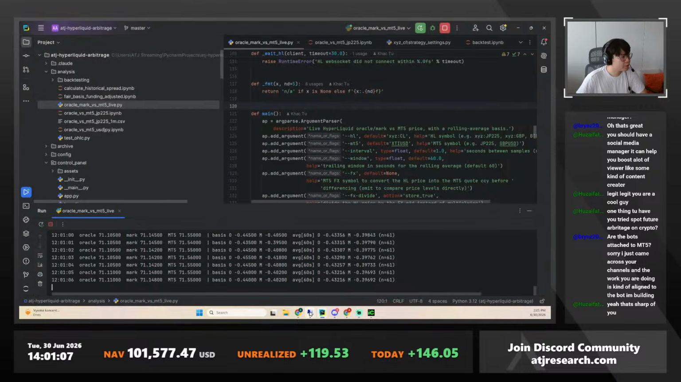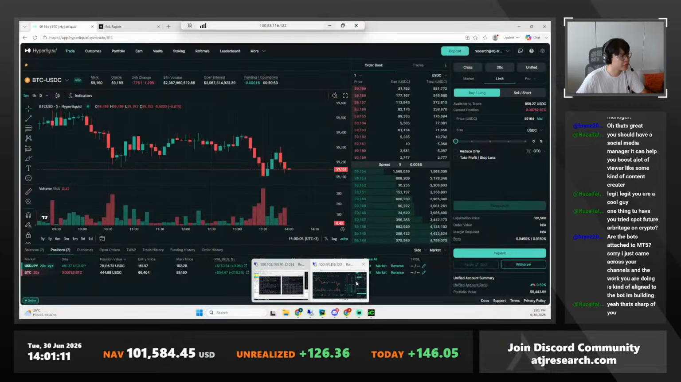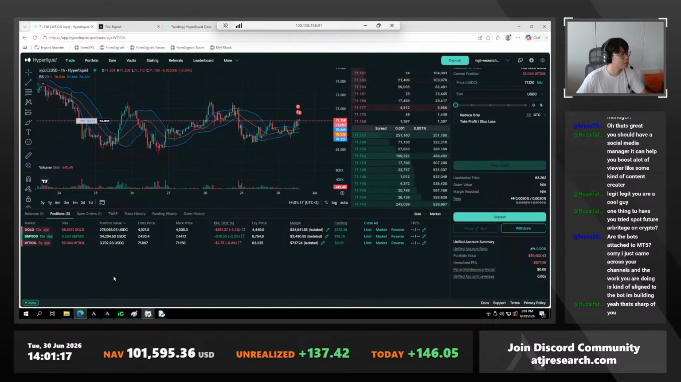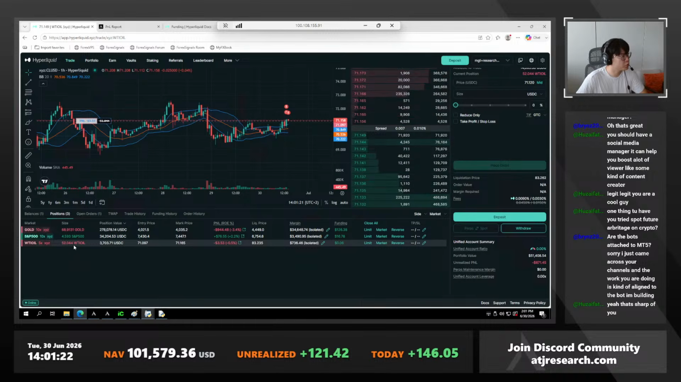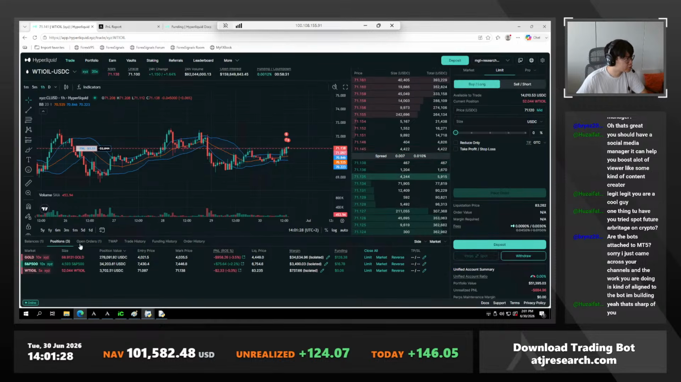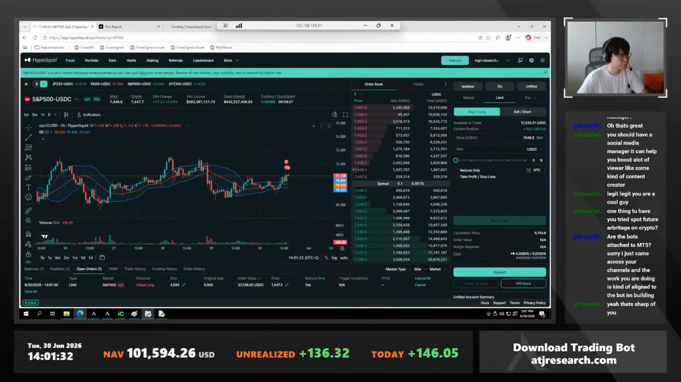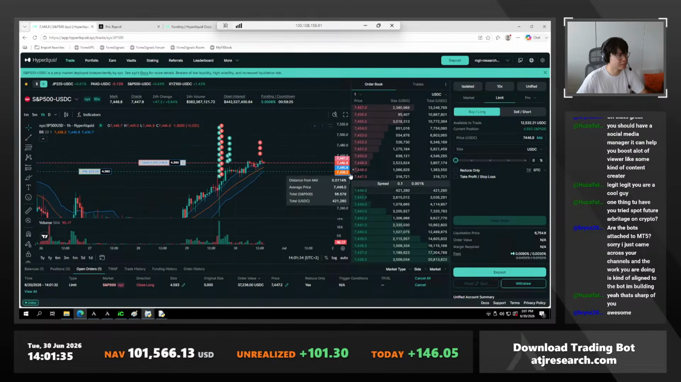Okay, so let's check our crude oil trade, right? Here we see that we are selling. So we are 52 crude oil short now. And I see that we're also trying to exit SP500 now, right? So here we also see a request to exit SP500, which is also nice.